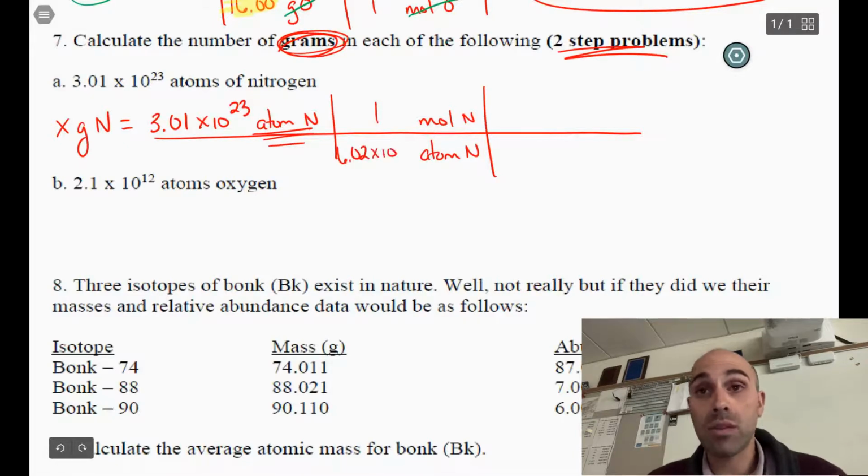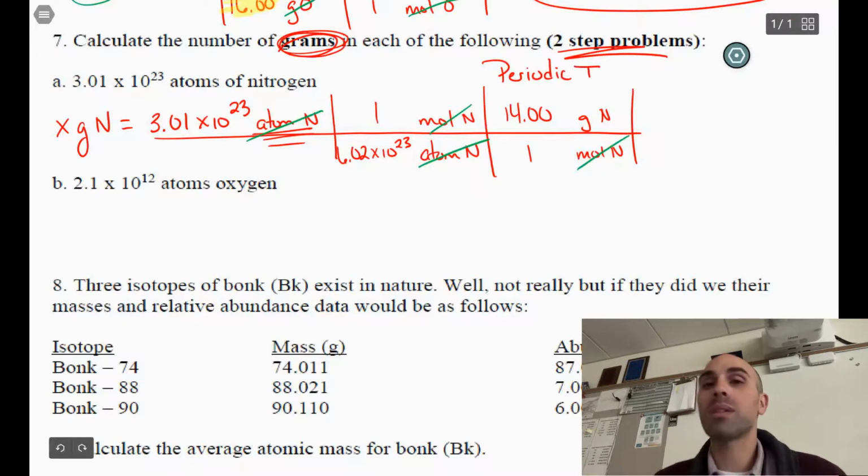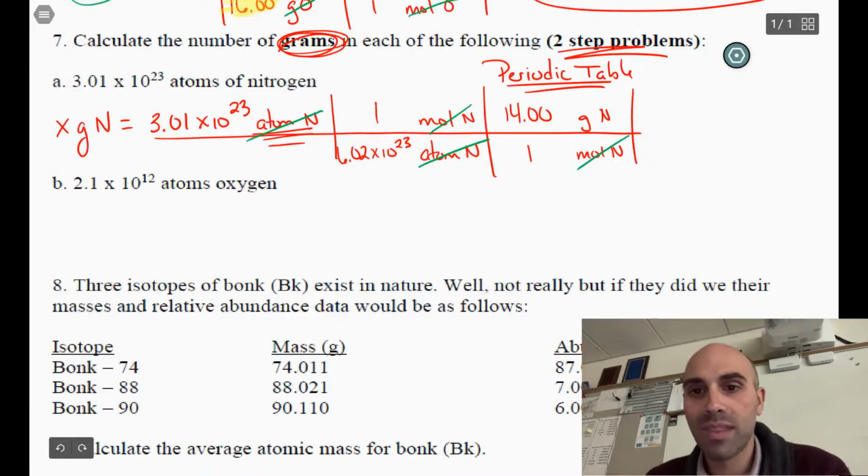Remember, this is Avogadro's number. For every 1 mole on top, we have 6.02 times 10 to the 23rd atoms on the bottom. The atoms cancel. Now moles on top, where do we put moles? Correct, they need to go on the bottom. Moles to grams, that is molar mass. For every 1 mole on the bottom, you have to look up the molar mass of nitrogen. That is 14.01, 14.00. Almost got it. So remember, that's found on the periodic table. Very important. It's the molar mass.